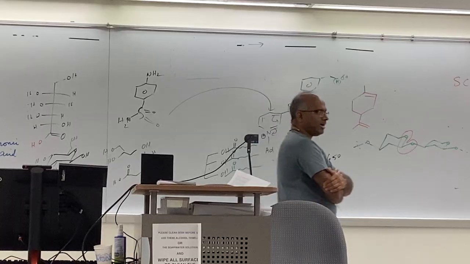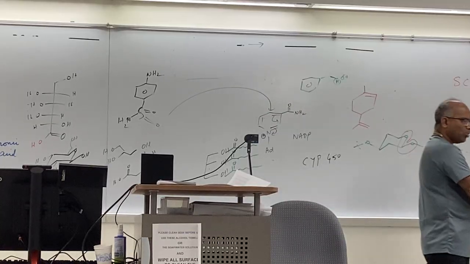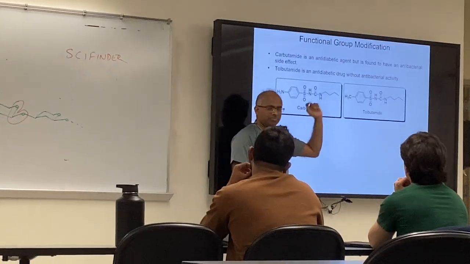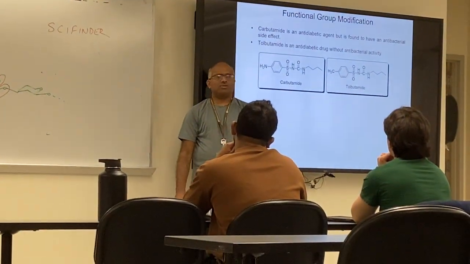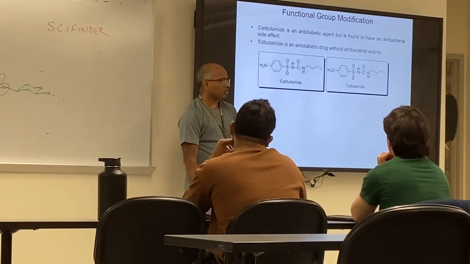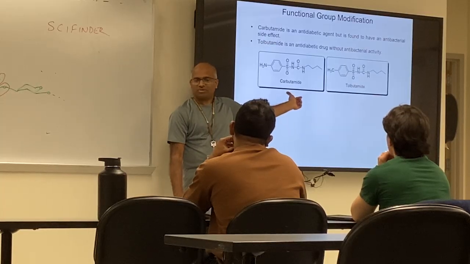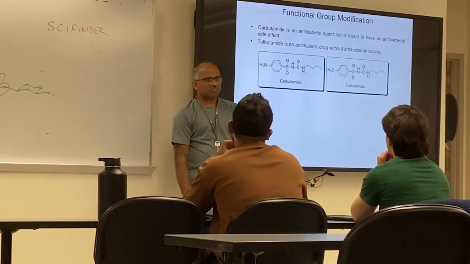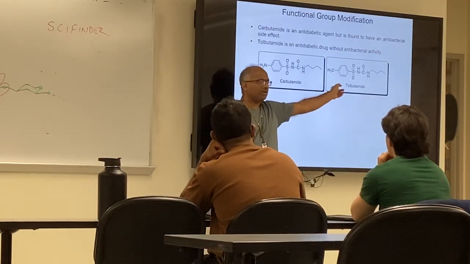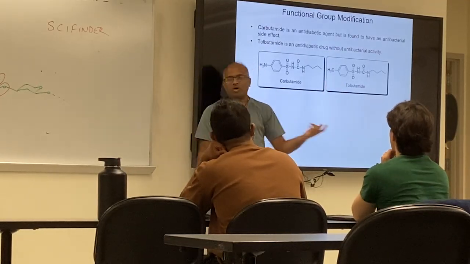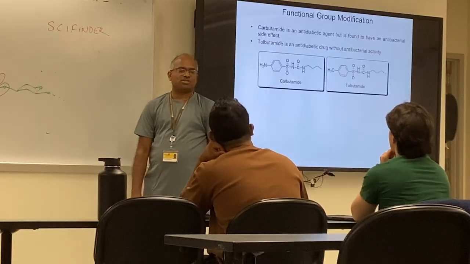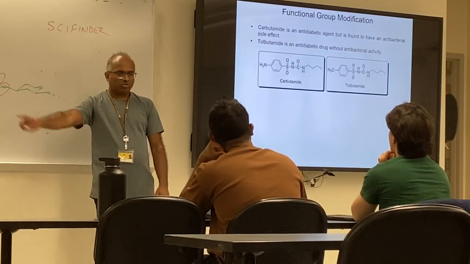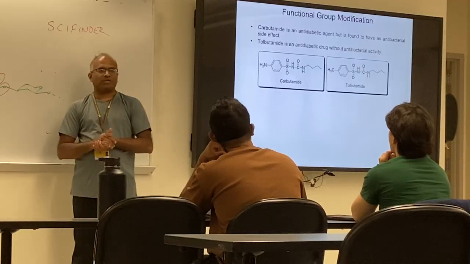You have carbutamide, an existing drug. Over a period of time, patients are reporting antibacterial side effects. So as a chemist, your job is to make it better. You came up with some new drug. Let's say you make tolbutamide. At what stage in the drug discovery process do you go back to?